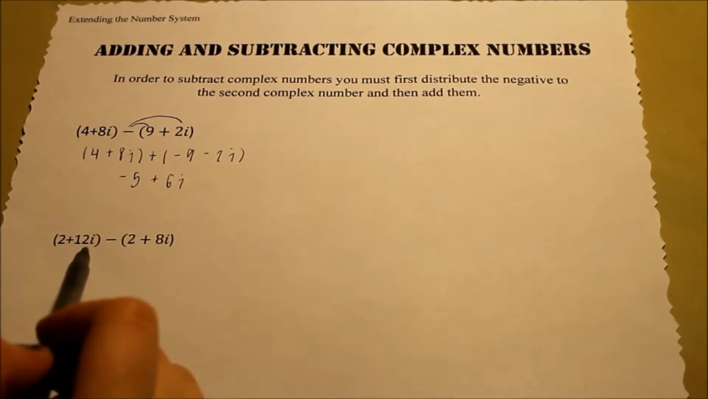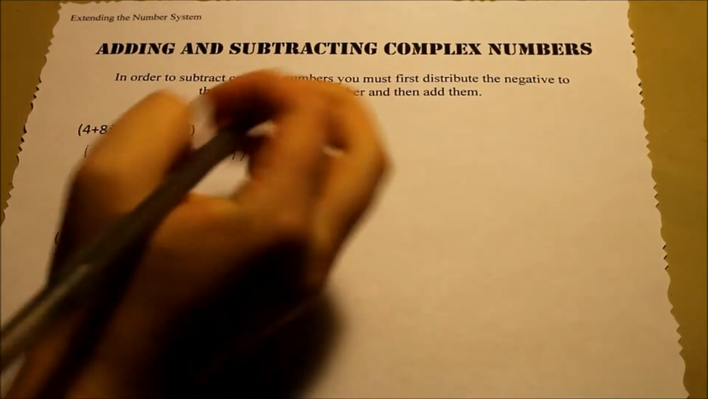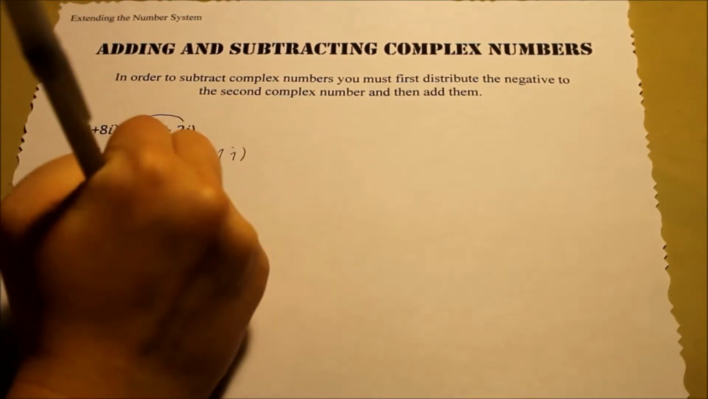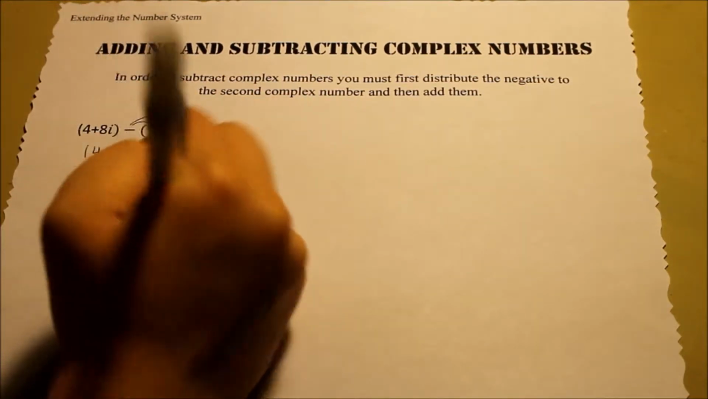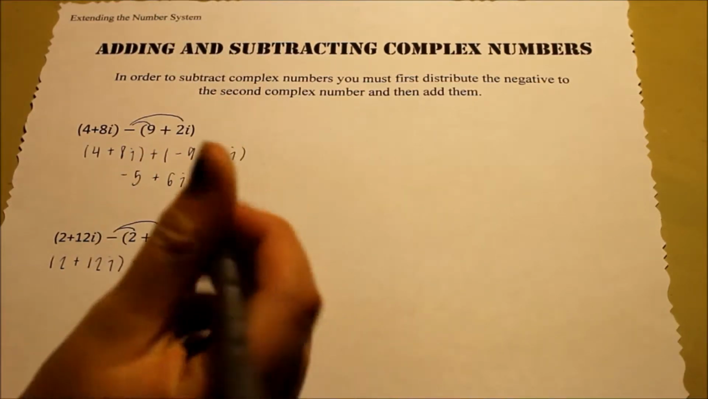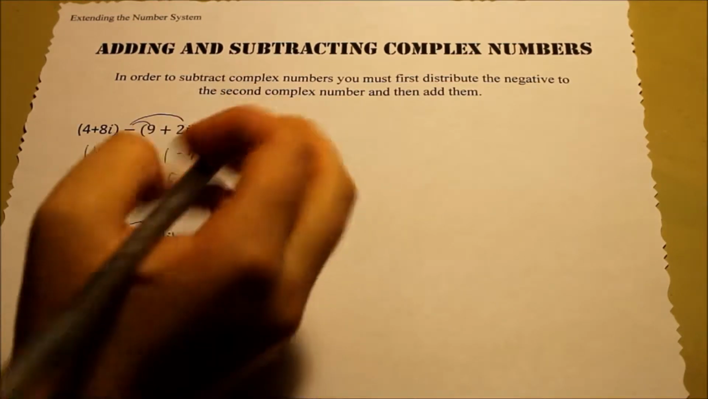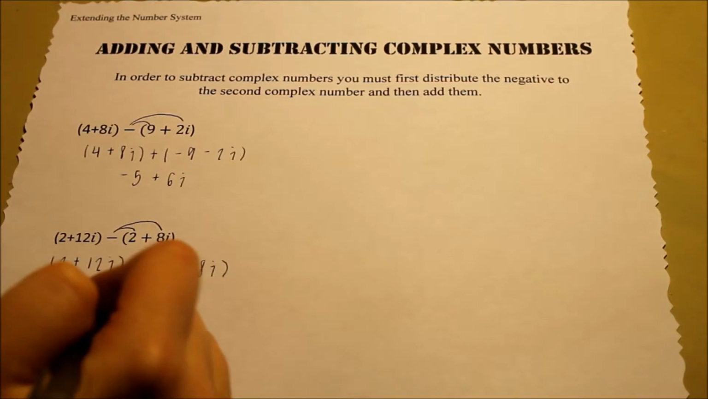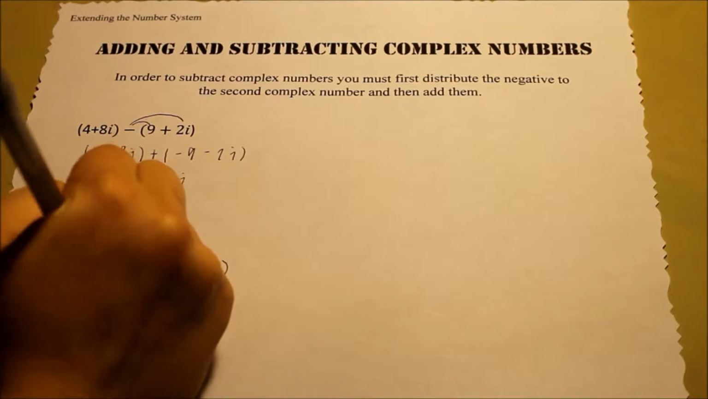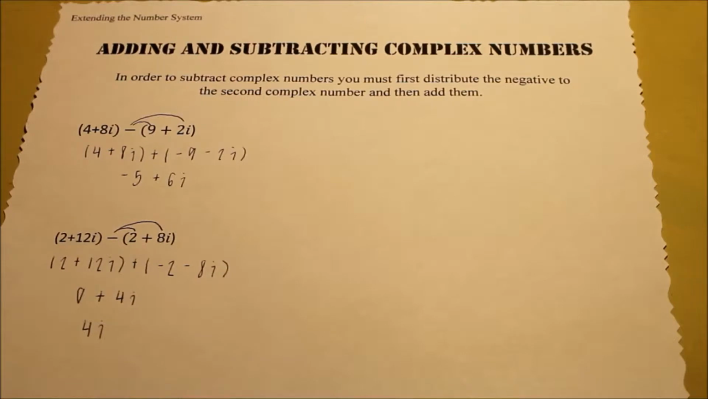So 2 plus 12i minus 2 plus 8i. We'll distribute the negative, and so we'll keep the 2 plus 12i, and the negative will become a positive, so negative 2 minus 8i. Then 2 plus a negative 2 is actually 0. So then 12i plus a negative 8i is 4i, or just 4i. And that should be your answer.